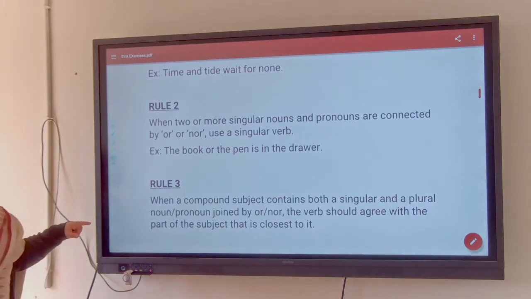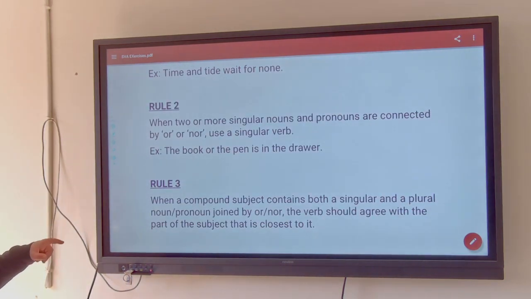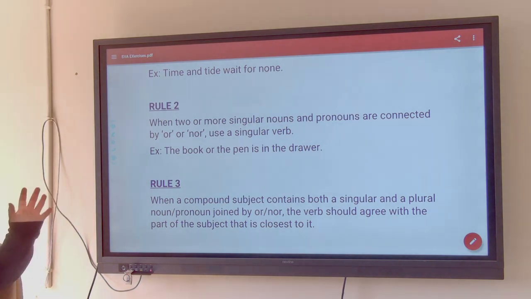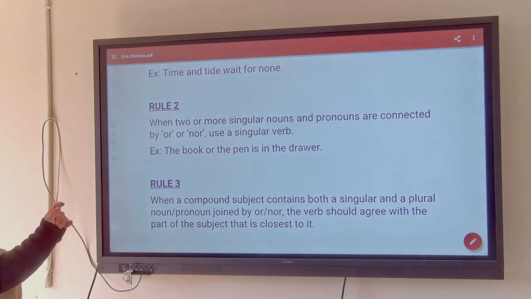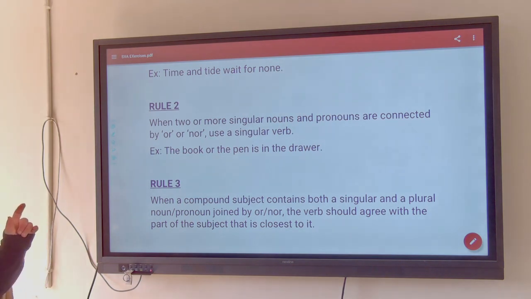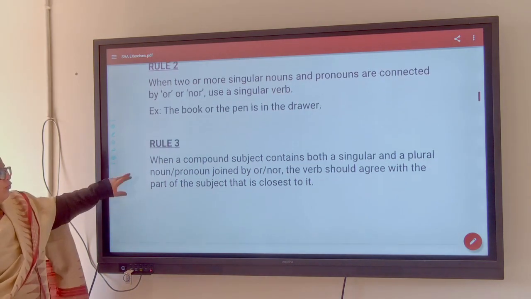When 2 or more singular nouns or pronouns are connected by or or nor, we take a singular verb. Or and nor mean either one of them. We are using only one thing in the sentence. Example, the book or the pen is in the drawer. So we are using either the book or the pen. We're not using both things. Only one thing is being used, which is a book or a pen. So when we're using or, we will take a singular verb, which is is. Okay, that is rule number 2. Moving on to rule number 3.